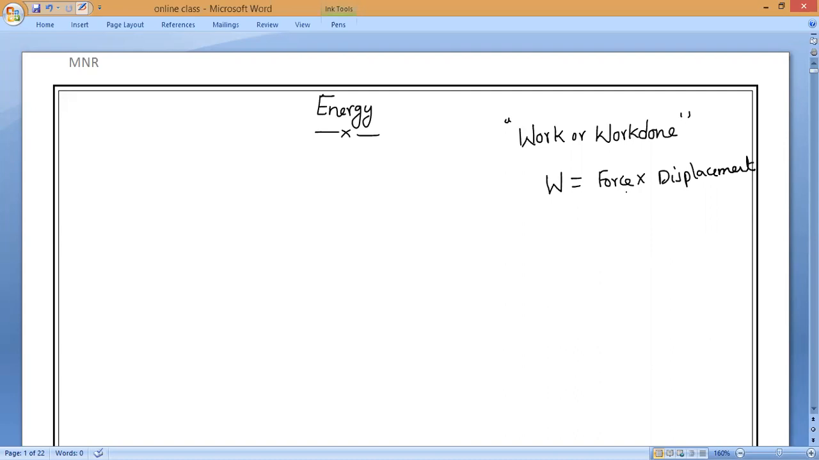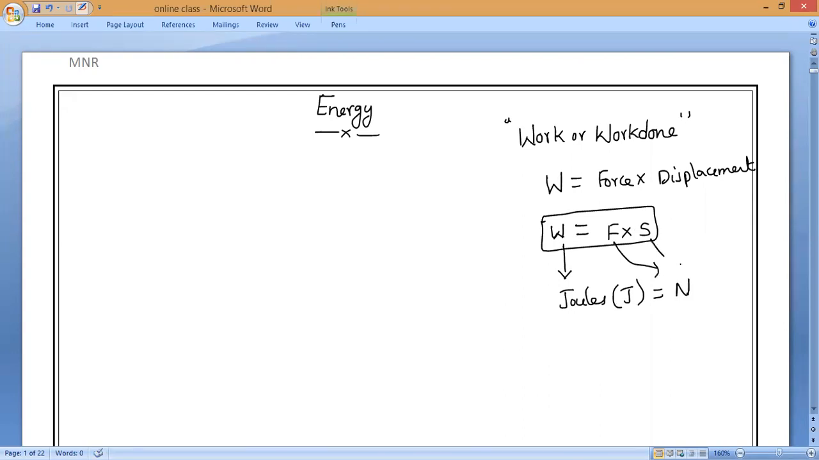So, work done is equal to what is the formula? Force into displacement, meaning F into S, which is equal to work done. Is it okay, clear? Now, the unit of work done is joules, which we represent with J, which is equal to unit of force, Newton, and unit of displacement, meter. So Newton into meter is equal to joules. So this is what we studied last week.